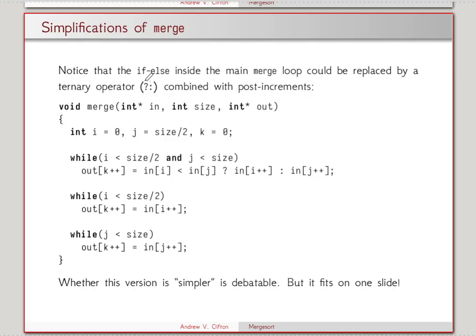If you maybe over apply the ternary operator along with some post increments here, you can squish this down to where it all fits in one thing. I don't know if this is simpler or easier to understand; I don't think so. It's not any faster or slower, right? It doesn't change the big O complexity. The only advantage to this is it fits on one slide, I guess. So this is using the ternary operator to choose which of the two things to copy into the output.